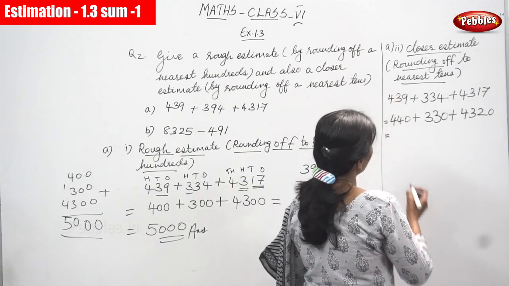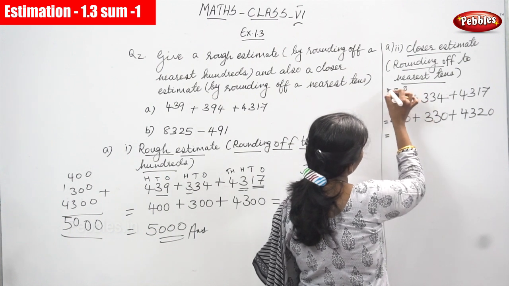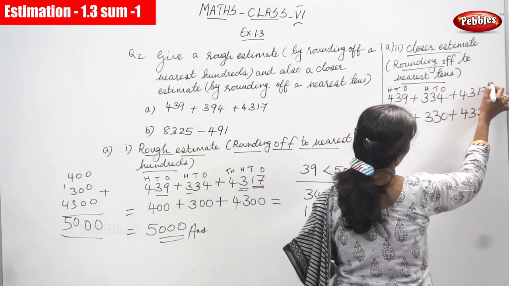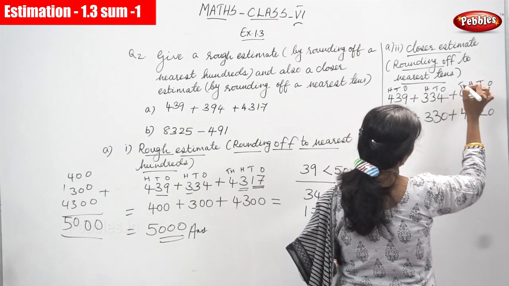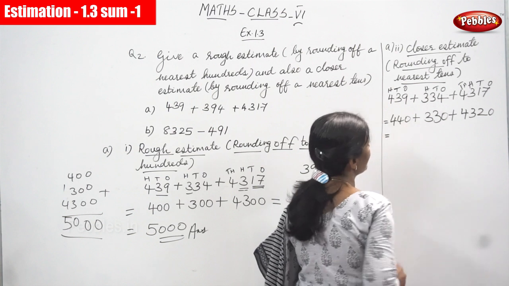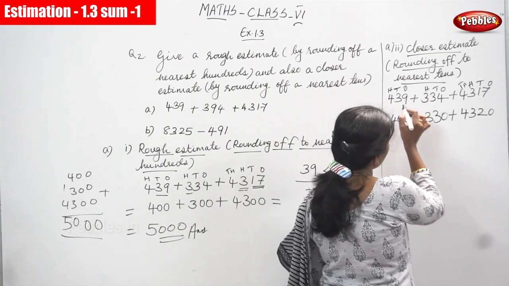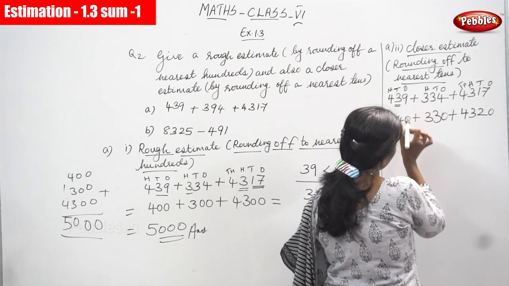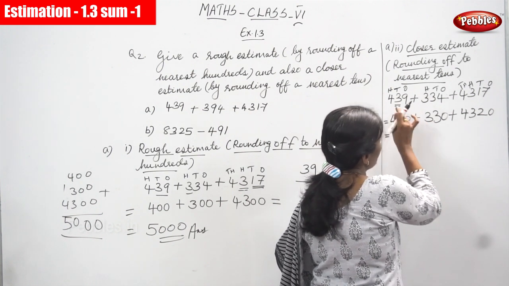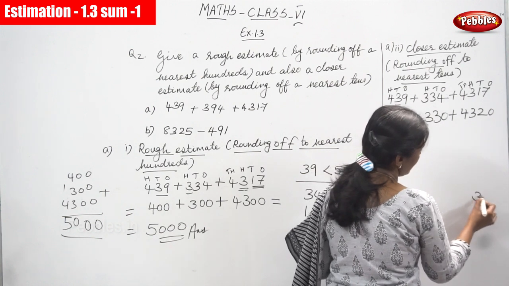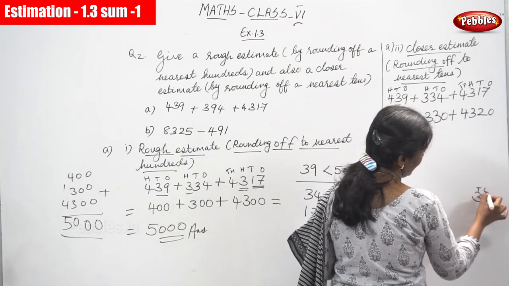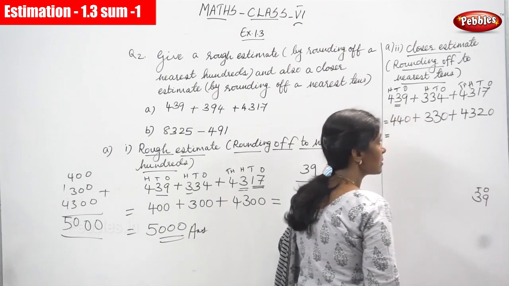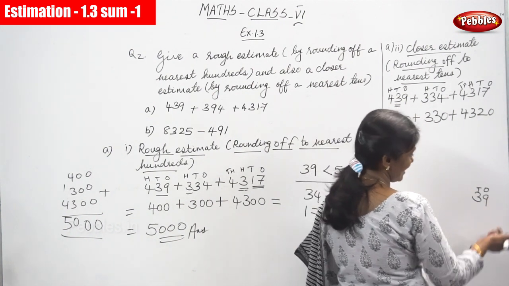So look at this number 439. This is ones, tens, hundreds. The place value you have to write for your verification. So 439. Look at this, nearest to 10. You have to consider the tens place number. What is the number? That is 3. So 39: this is tens, and this is ones place value. 3 tens and 9 ones, that is 39. So 39 is less than 50.